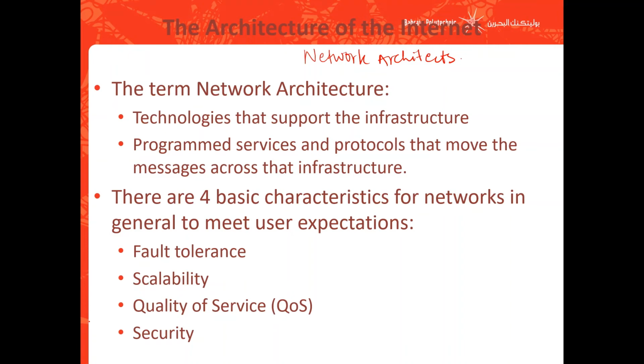So the four, like I said, the four characteristics required by any network architecture or any network design are: the first one is fault tolerance, the second one is scalability, the third one is quality of service or QoS, and then security. So fault tolerance, scalability, quality of service, security. By the name of it, you will know what it means, but now we'll look into it in detail.